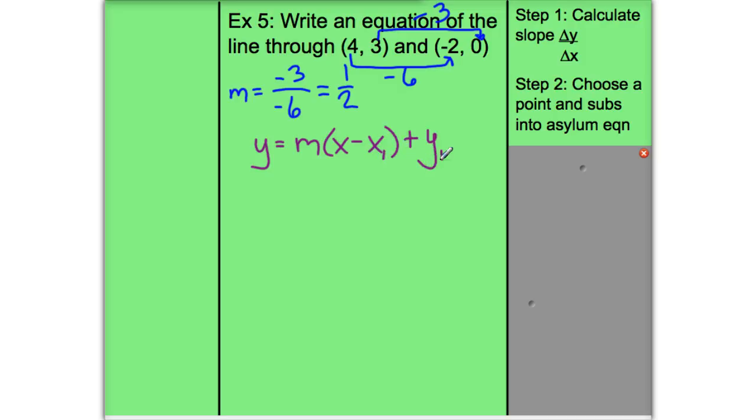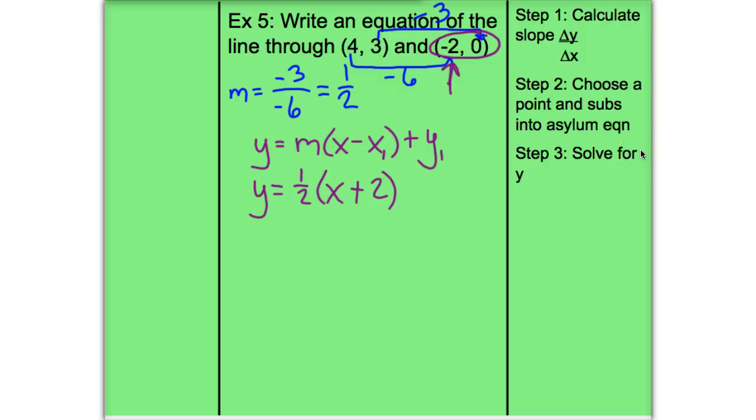And this time, that 0 is always an easy number to use, so I'm going to use the second point right here, substituting my slope into my equation, replacing m with 1/2. In the point-slope equation, the -2 does the opposite, becomes positive. And outside I get a +0, which doesn't change anything, so I don't even need to write that down. And finally, of course, we're going to solve for y by distributing our slope. So we get y equals 1/2 x plus 1/2 times 2.